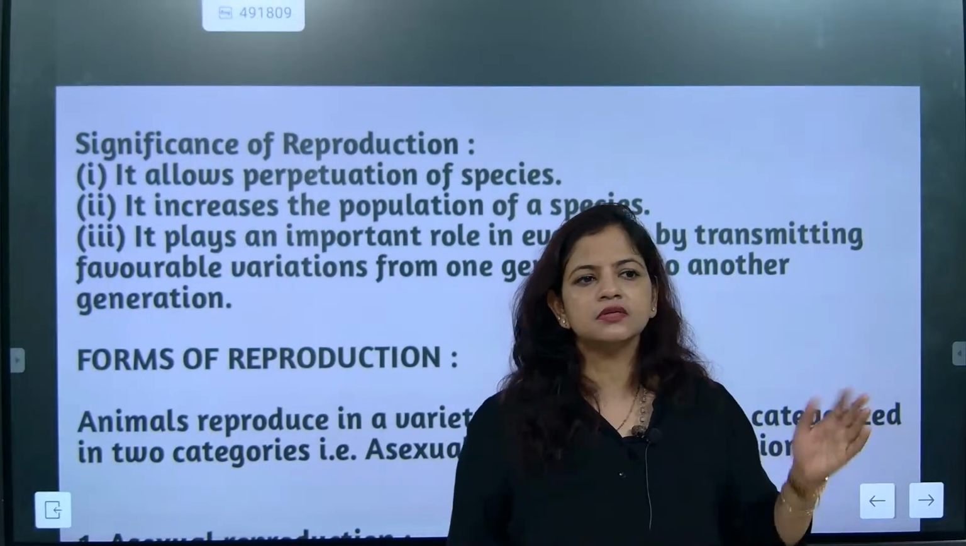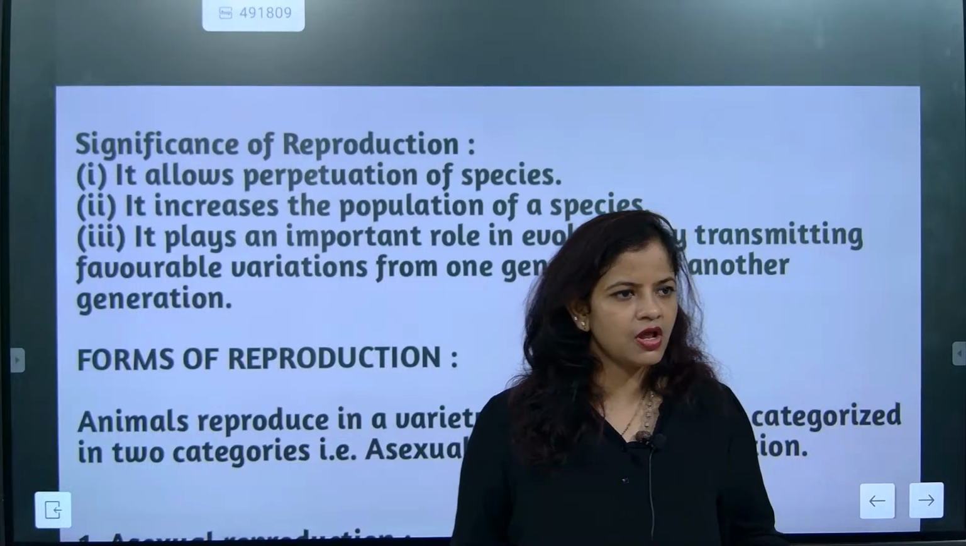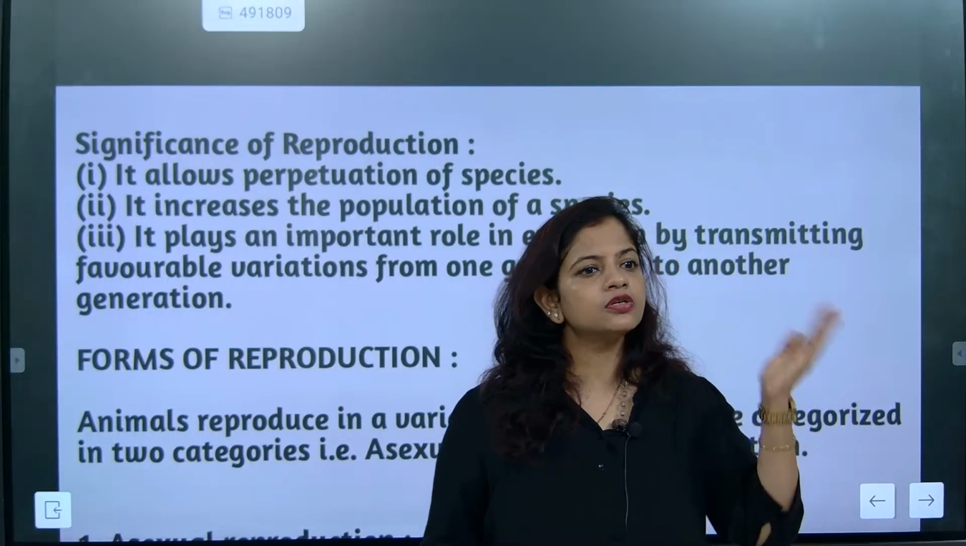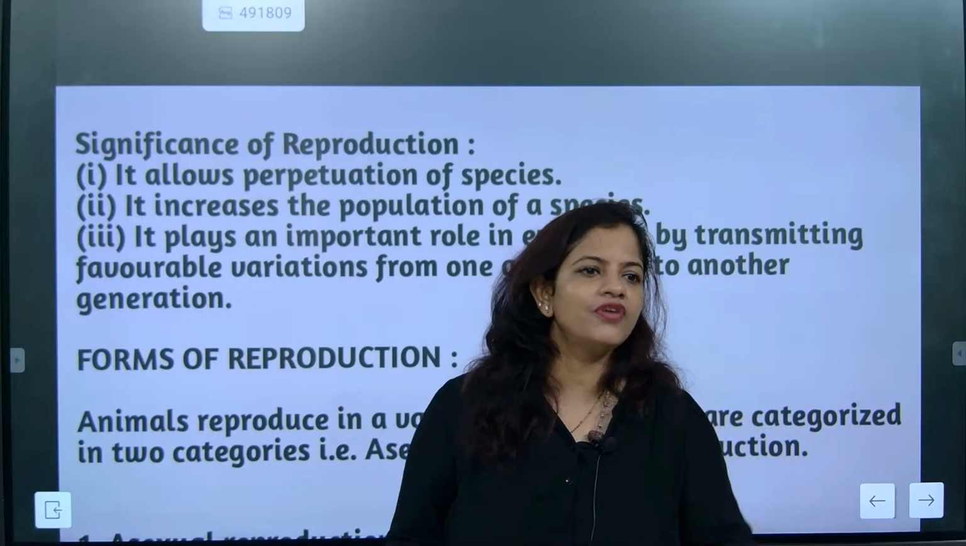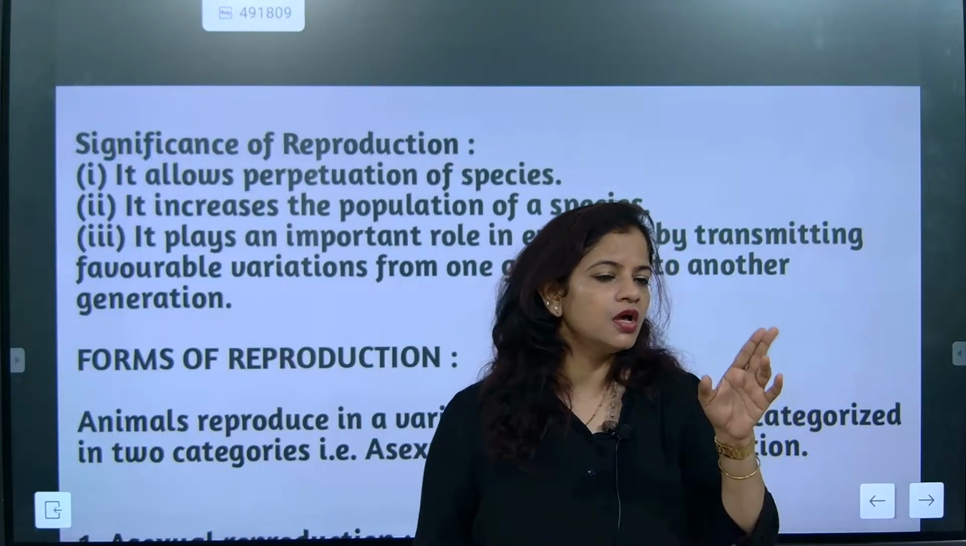So our ancestors may not be able to adapt to this condition because they are not used to it, understood or not? But we are adapting because we are exactly in the cycle of variation. Got it? So now I'm going to show you one simple example.